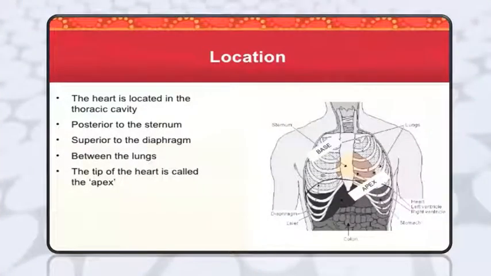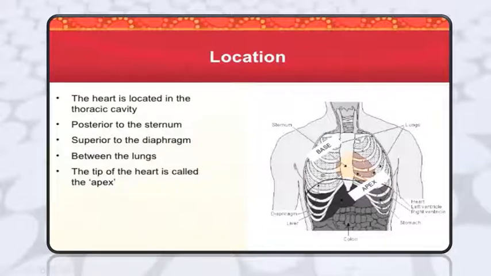So first we will see where the heart is placed in our body. The heart is located in the thoracic cavity. So this area is what we call the thoracic cavity. The thoracic cavity and the abdominal cavity are divided by a structure called the diaphragm. The thick black line you can see here is the partition between the abdominal area and the thoracic area.